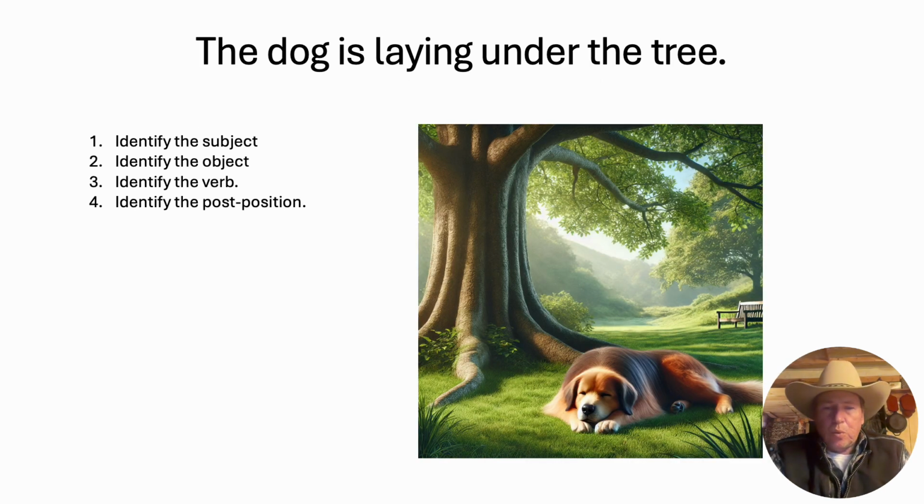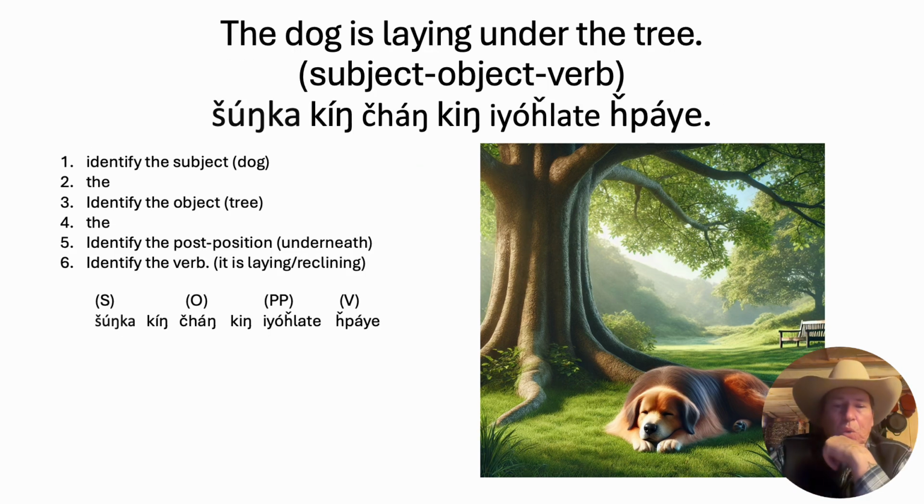Okay, next one. The dog is laying under the tree. So we identify the subject, identify the object, and if you want to identify the postposition next, you can, and then the verb, because that will be the sentence structure. You can do that. So go ahead and pause that, put that all together. Okay, next one. The sentence we want, the dog is laying under the tree.